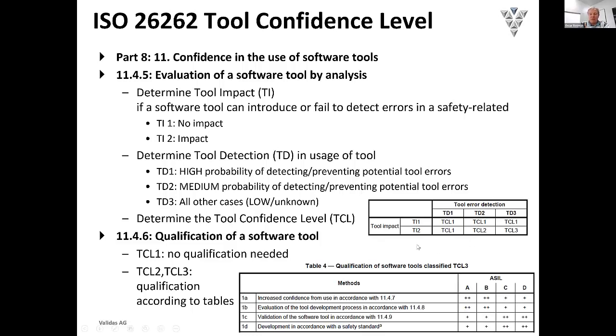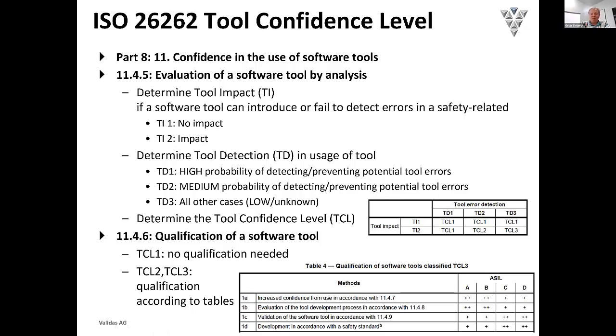Yeah, so that is somehow the computation of this tool confidence level. And in most cases, coverage tools are TCL3 because you just trust them, and therefore they require tool qualification. TCL1, so if you have a high... no qualification is needed for TCL1. You just have to use the tool carefully, because with TCL1, either there's no impact, then you really don't care, but if there's an impact, there's a high detection probability, and you have to do something to detect the error.